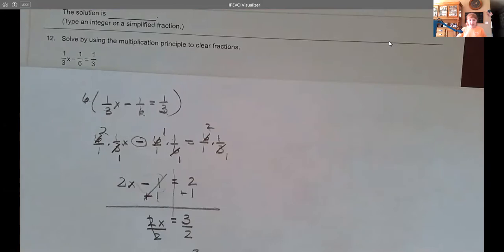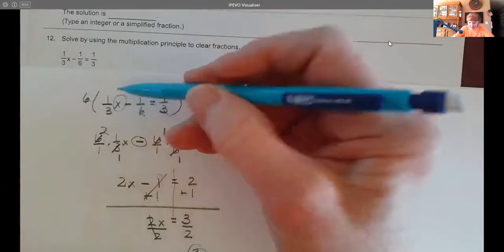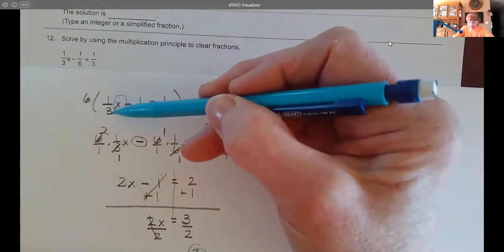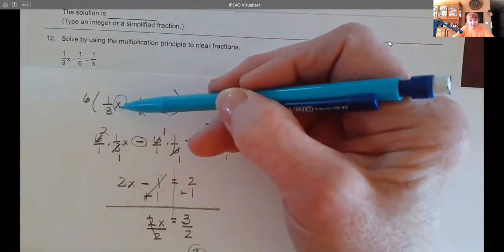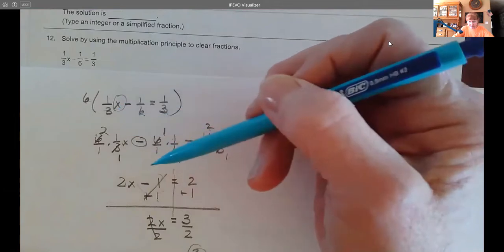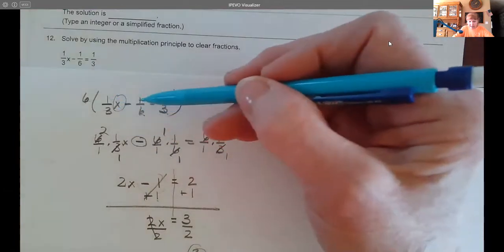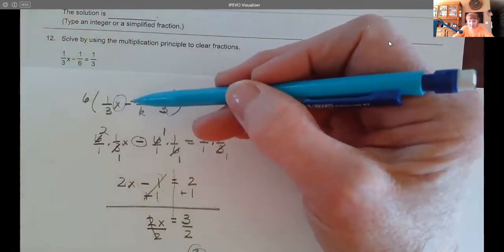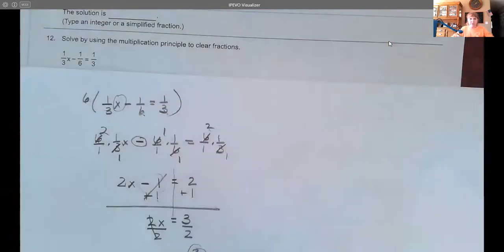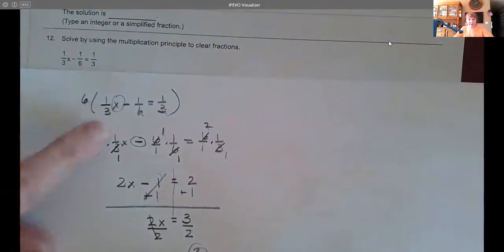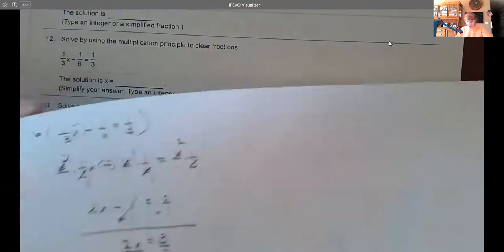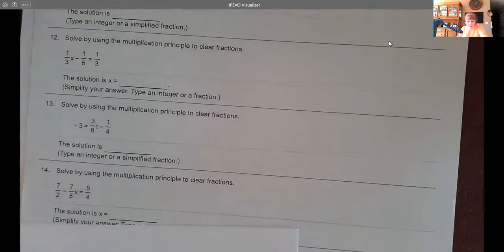Okay, great. Now you could put this back in right here and take 1/3 times 3/2, and when you then subtract 1/6, you'll get 1/3 when you put that back in. Okay, all right. Oh, let's do another one.